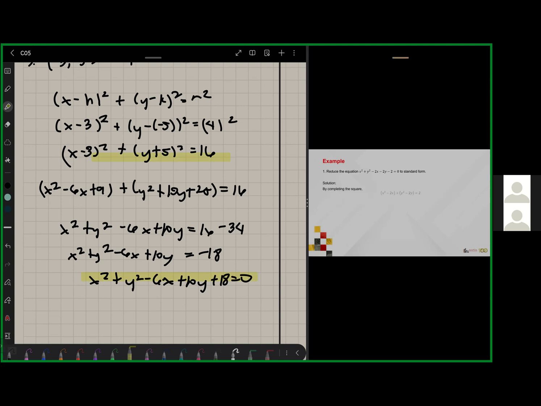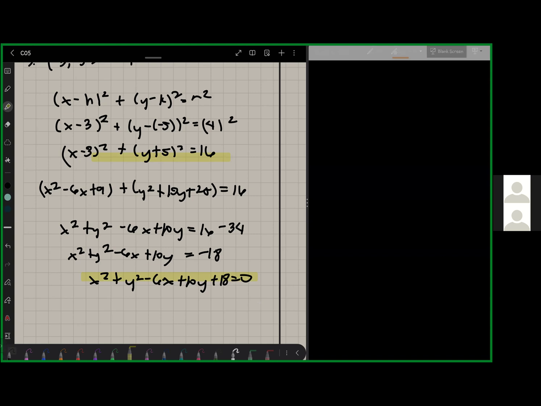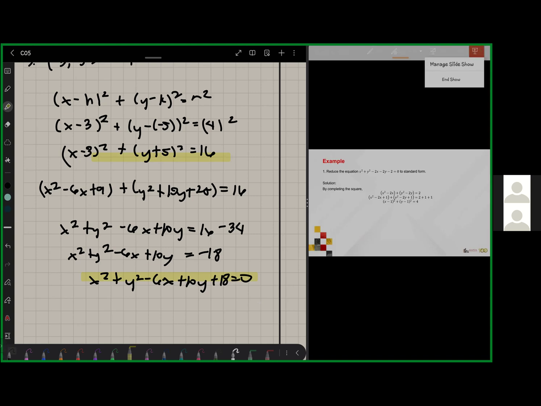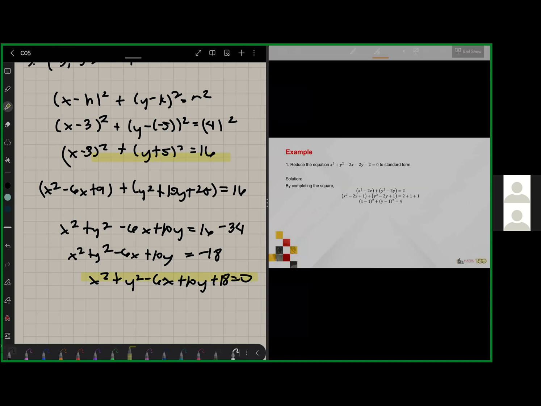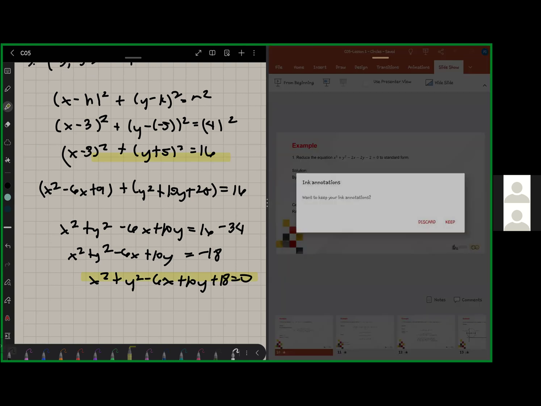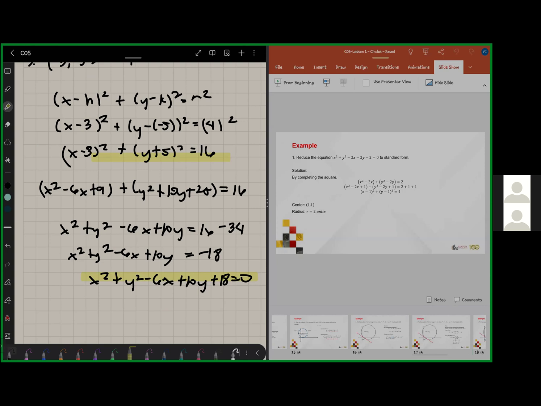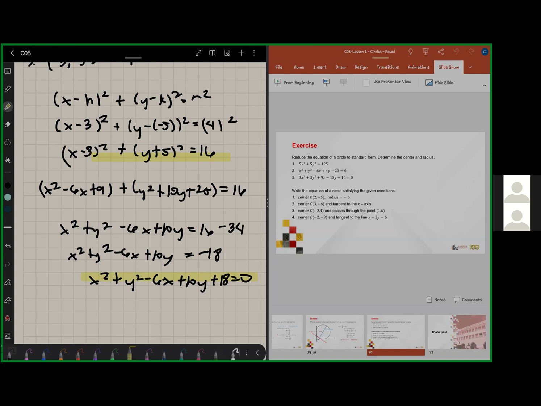I think solving circles is much easier, and it's almost the same for every conic section that we have when we're solving them. I think there's not much of a problem solving for circles.